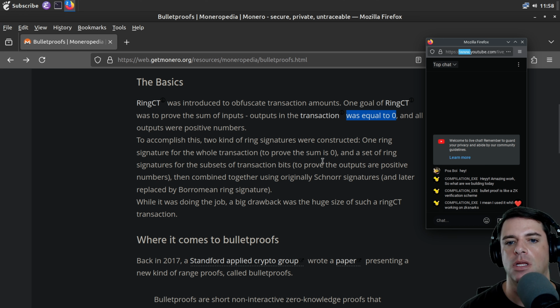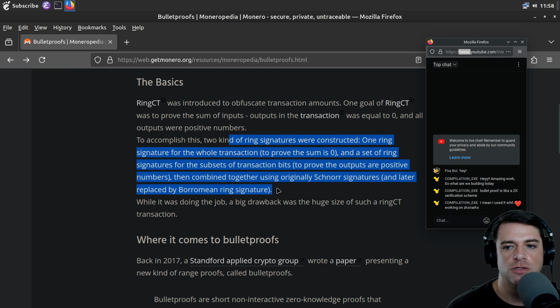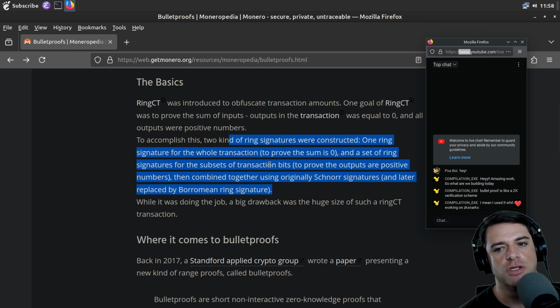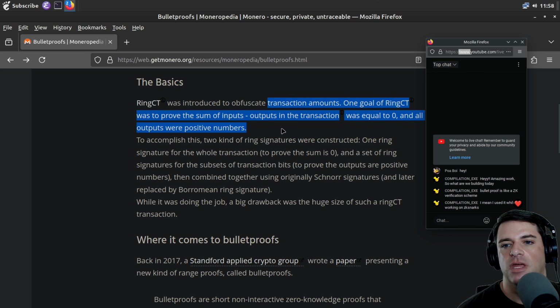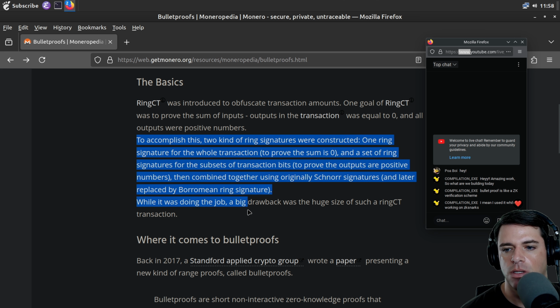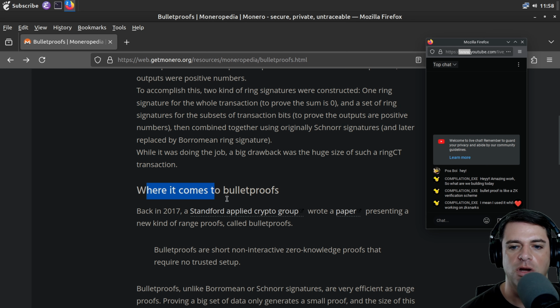Cool. All right, interesting. So to accomplish this, 2 kinds of ring signatures were constructed. 1 ring signature for the whole transaction to prove that the sum is 0, and a set of ring signatures for the subset of transaction bits to prove the outputs are positive numbers. Okay, so they have 2 conditions on this computation, and I guess they used to sign them separately, and this led to a large thing, where it comes to bulletproofs.